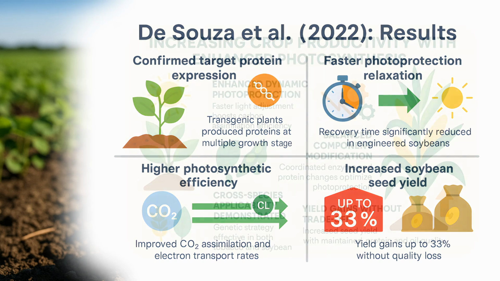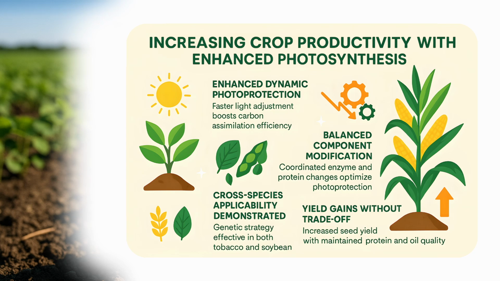Together, the studies by Kromdijk et al. and De Souza et al. provide compelling evidence that accelerating recovery from photoprotection represents a powerful and broadly applicable strategy to enhance photosynthetic efficiency and increase crop productivity. Kromdijk and colleagues demonstrated that by simultaneously enhancing the dynamics of pigment conversion in the xanthophyll cycle and the flexibility of the photosynthetic antenna, plants could more rapidly adjust to fluctuating light conditions.